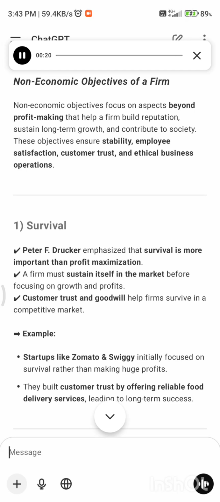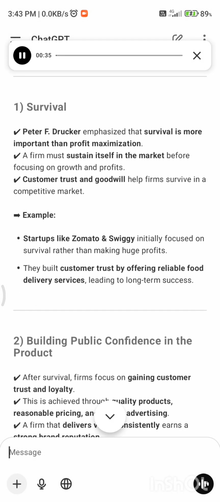1. Survival. Peter F. Drucker emphasized that survival is more important than profit maximization. A firm must sustain itself in the market before focusing on growth and profits. Customer trust and goodwill help firms survive in a competitive market.